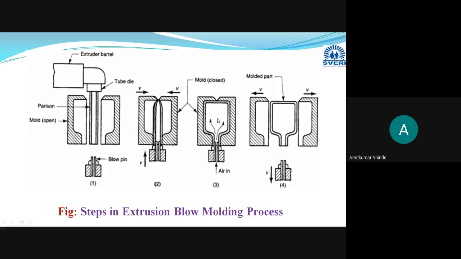compressed air. And due to this blowing, that parison or hot hollow preform material will be pressed against the walls of that mold cavity, and it will acquire the desired shape and size. And after the cooling, we have to remove that mold cavity parts, and we will end up with our final product. Okay, this is our final product, and if necessary, we have to perform some finishing or trimming operation. So these are the steps in the extrusion blow molding process.